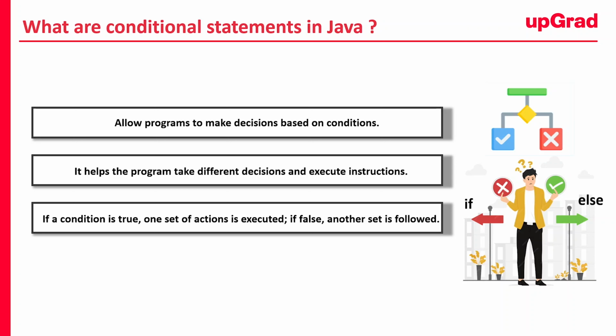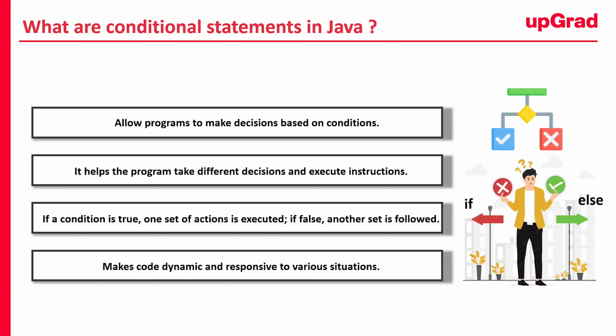For example, if it's raining, you might decide to bring an umbrella, but if it's sunny, you might wear sunglasses. Similarly, conditional statements in Java allow your program to make choices based on specific conditions. This makes your program more dynamic and responsive, allowing it to handle different situations effectively. So this was about the conditional statements.